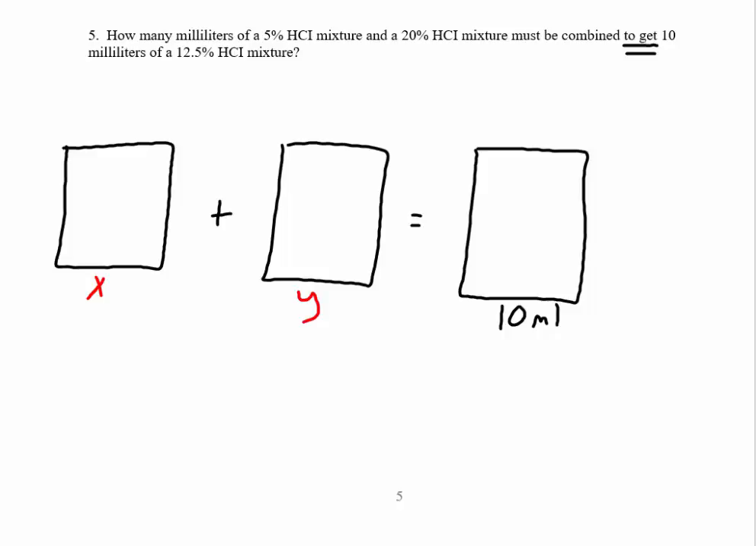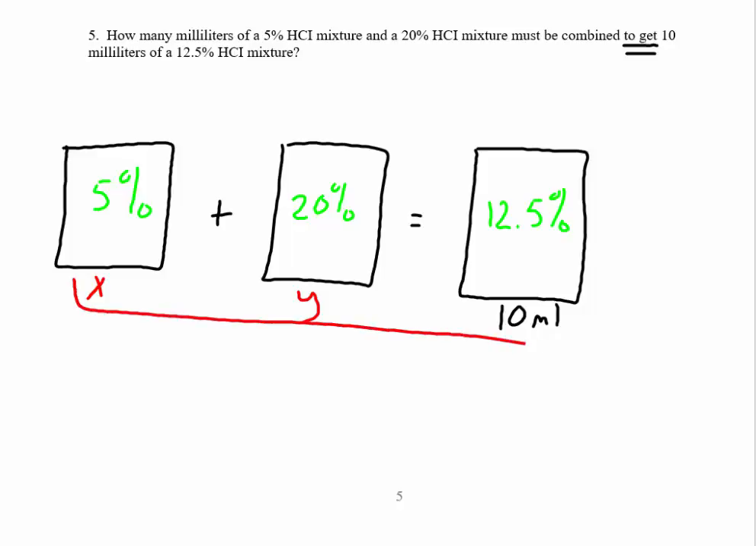Now we have to take into consideration our percent. The first bucket would be the 5%, the second bucket will be the 20%, and the last bucket we wanted was 12.5%. So again, the last bucket has to be the one you're creating. So we actually already have our two equations. The first equation comes from just the information below the buckets. x plus y has to equal 10. The amount from the 5% plus the amount from the 20% has to equal the 10 milliliters.